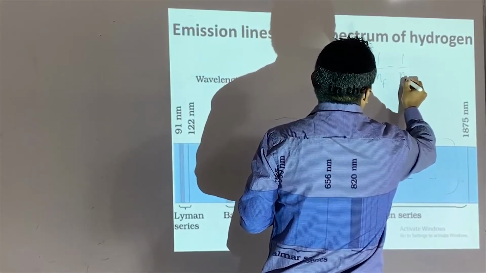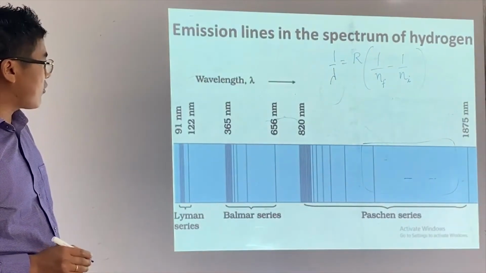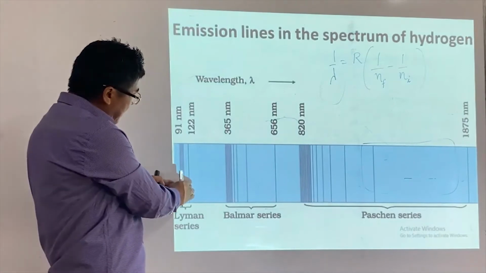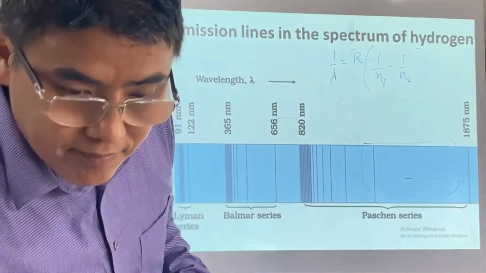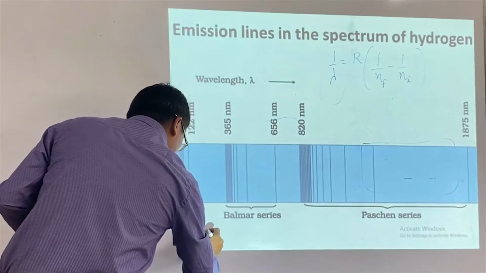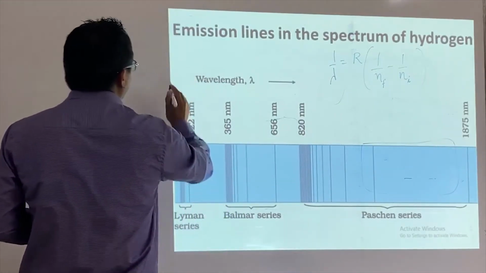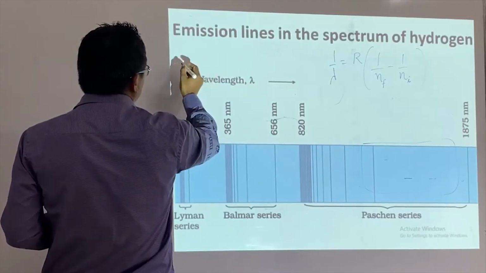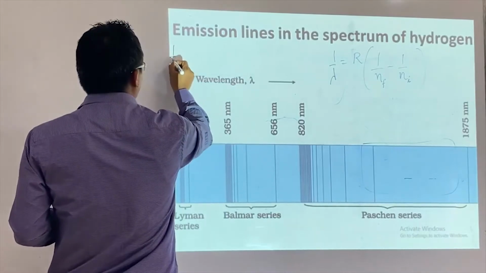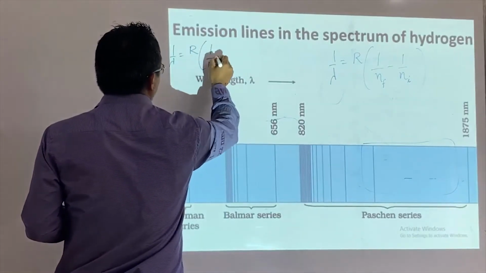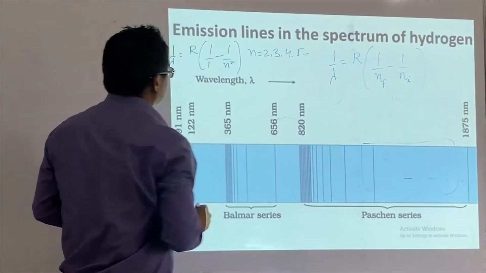And then what we get is from the initial level. So now what we are going to see is that using this formula we can get the entire spectral series. For the Lyman series, the electron undergoes a transition from a higher level to n equal to 1. The formula is 1 by lambda is equal to R times (1 by 1 squared minus 1 by n squared), where n is equal to 2, 3, 4, 5 and so on. This is the Lyman series.